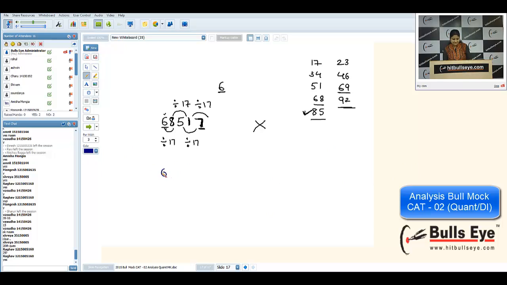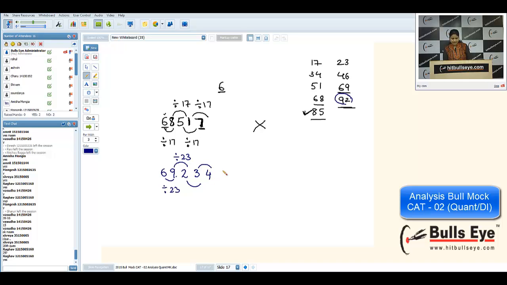That is 69, I am taking. Now this number is divisible by 23. With 9 I have only one option, that is 92. Divisible by 23. With 2 I have only one option, 23. Again divisible by 23. With 3 I have only one option, 34.